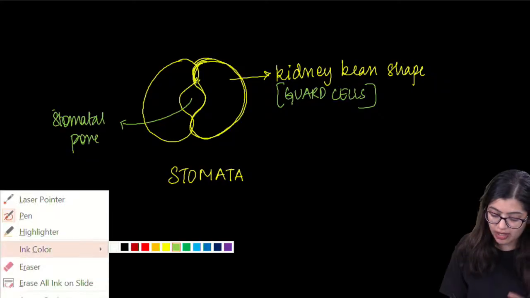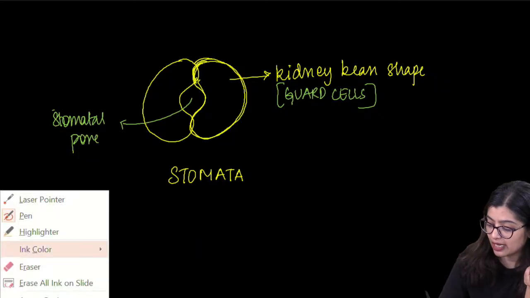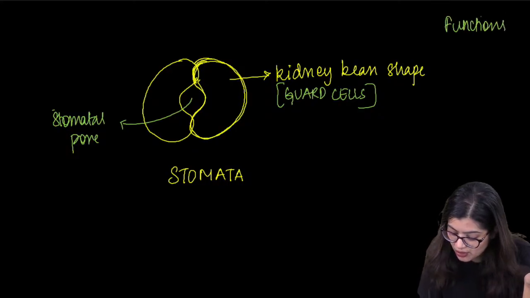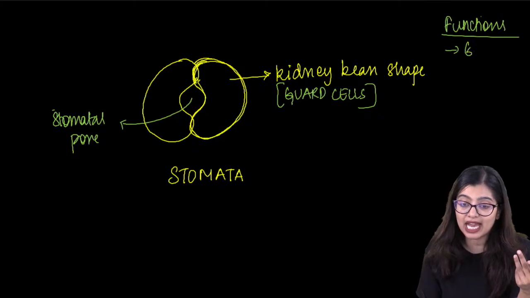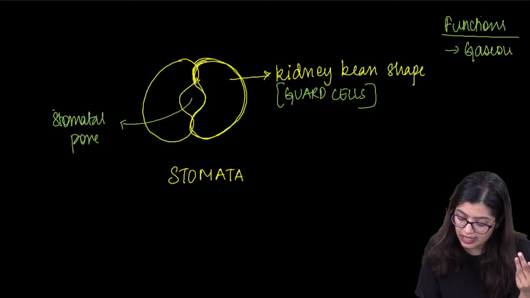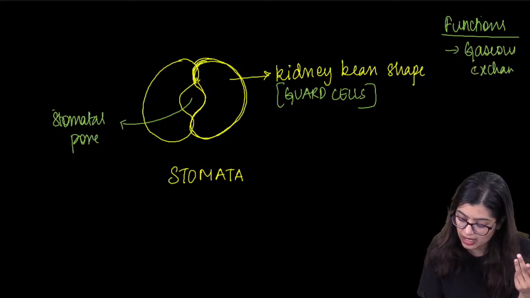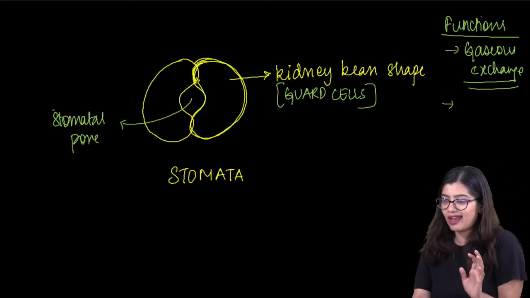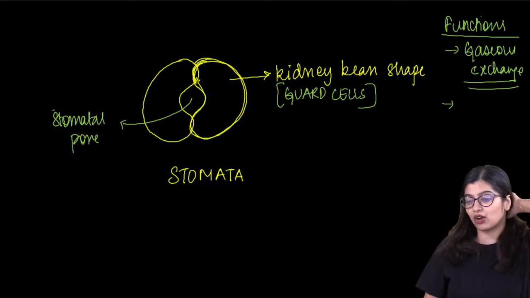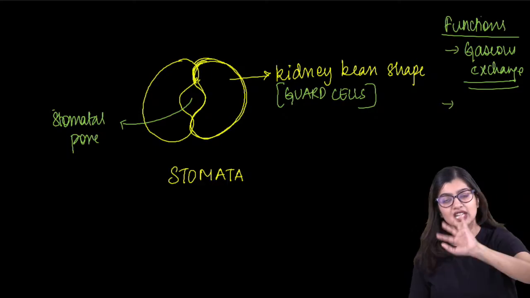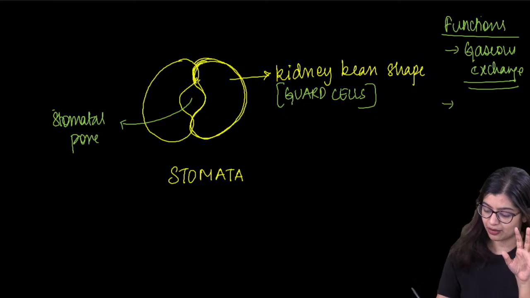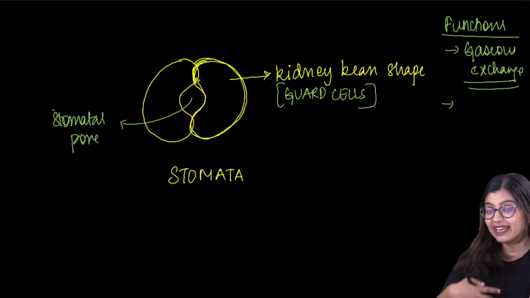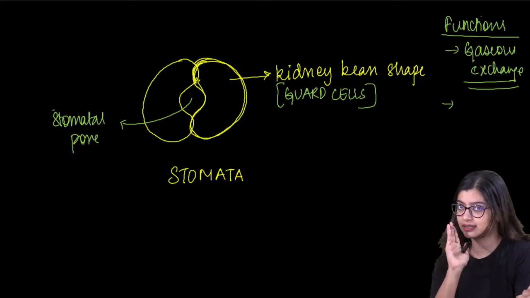Now if I were to ask you what are the functions of stomata, what will you tell me? You will tell me, ma'am, gaseous exchange. So we know that this right here is where gaseous exchange takes place. Then you will also tell me, ma'am, transpiration also happens, but for now I'm going to hold out on transpiration, okay? For now, let's focus on gaseous exchange, which means that for my gas to enter or exit, right?